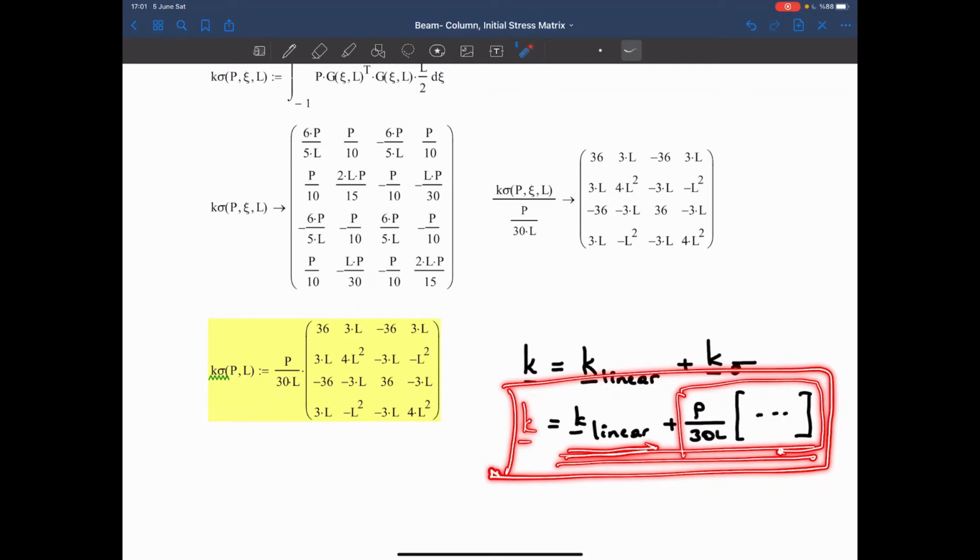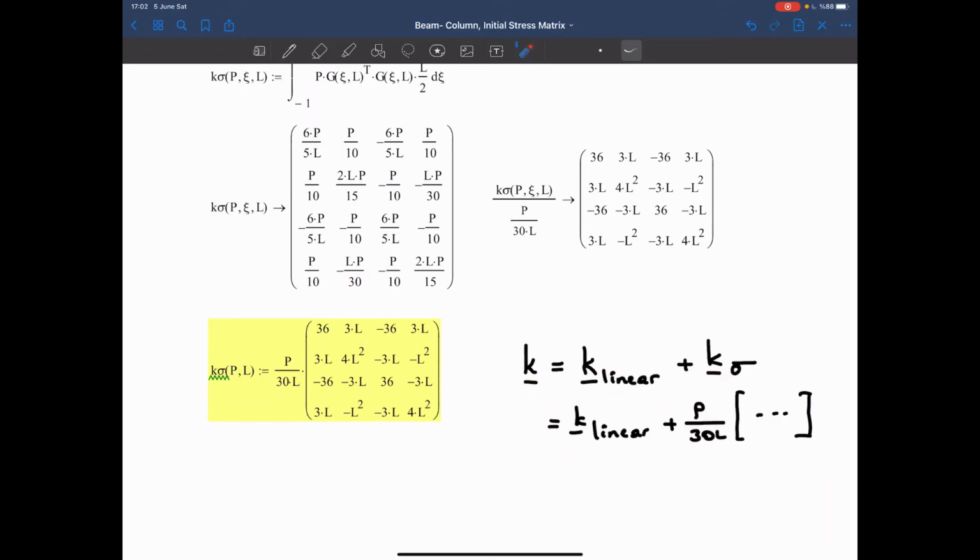As you see, the K matrix depends on P. So as you perform the analysis, P will be your internal force, so it changes as the deformations change. That's where the nonlinearity comes from. And we will see how we can perform the buckling analysis and a nonlinear static analysis for a beam column element like this.